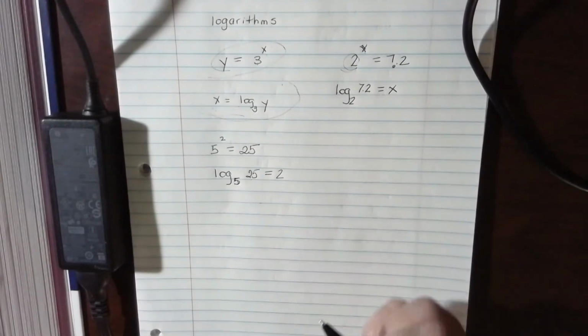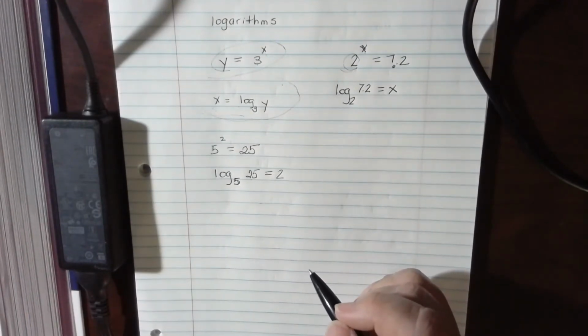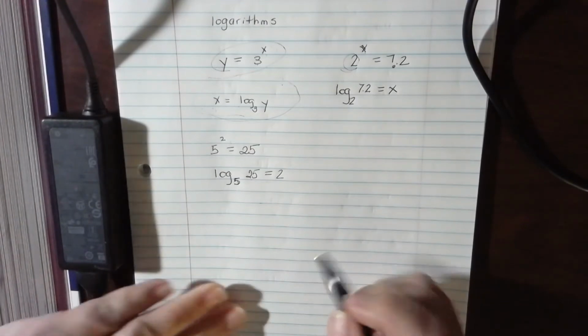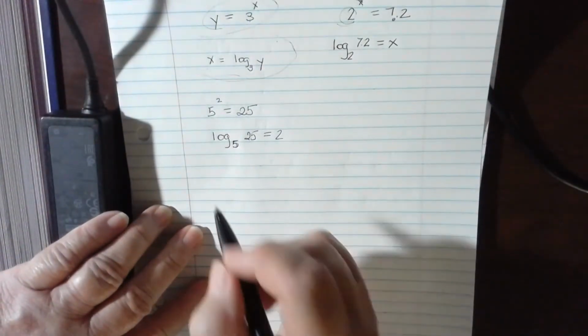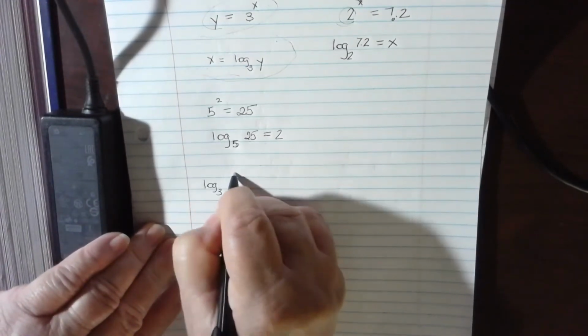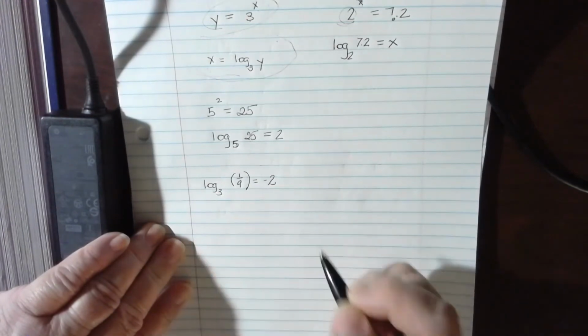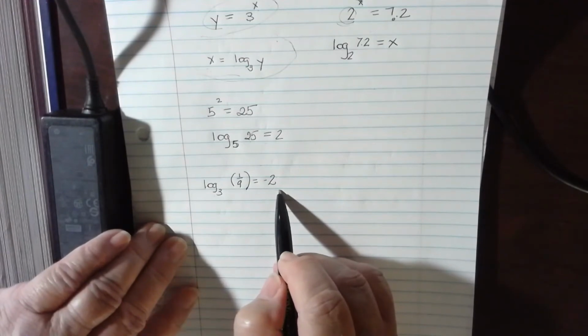Now, when it's already written in log form, it's not any easier to change. It's the same process. I'll show you. The log base 3 of 1/9 equals -2. So here's a log statement, and the directions would be to change it to an exponential.